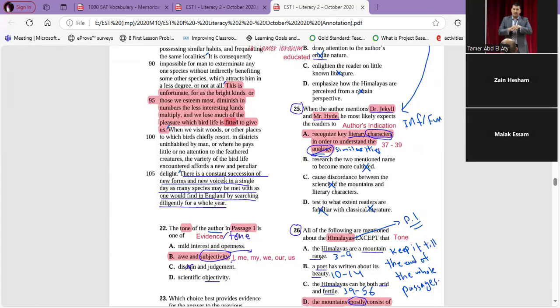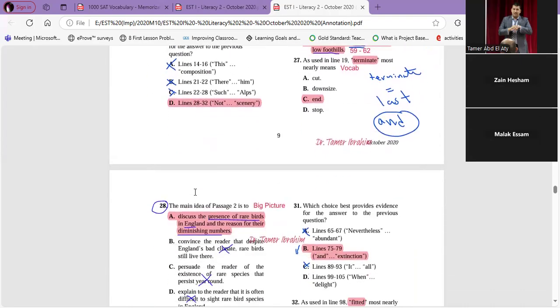There is a constant succession of new forms. He talks about birds also. He talks about birds. Succession of new forms and new voices. In a single day, as many species may be met with as one would find in England by searching diligently for a whole year. Okay, let's go now to find.